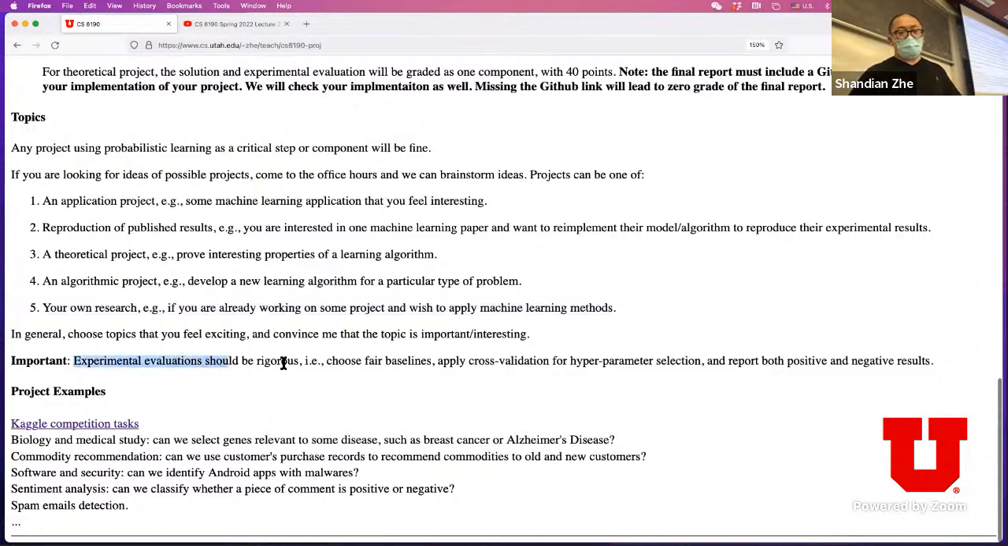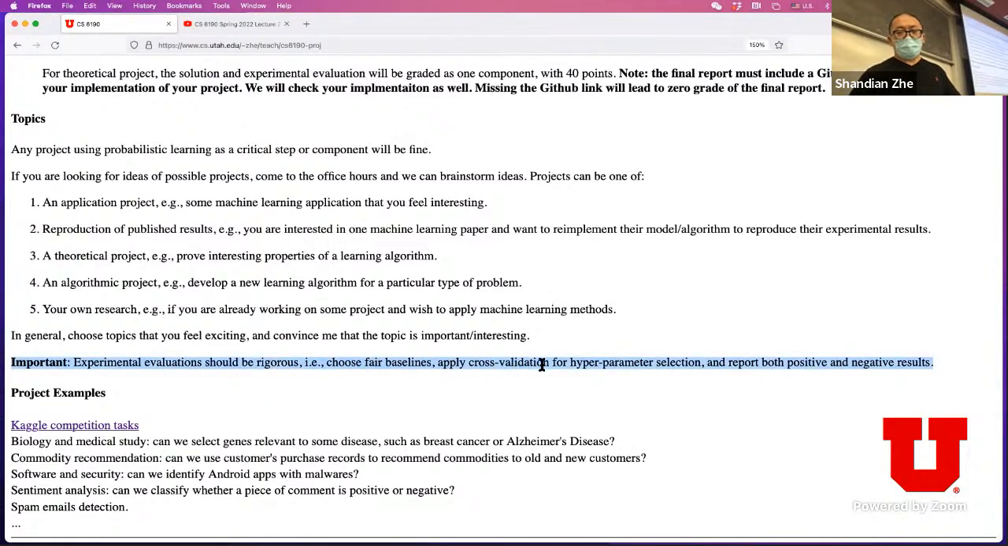Please conduct rigorous protocols for the experimental evaluations, right? Choose fair baselines, apply cross-validation for hyperparameter selection, report both positive and negative results. Again, your grade won't be deducted just because your method seems not working or seems not the best, right? Just honestly acknowledge the results and the conclusion. That's enough. Okay.